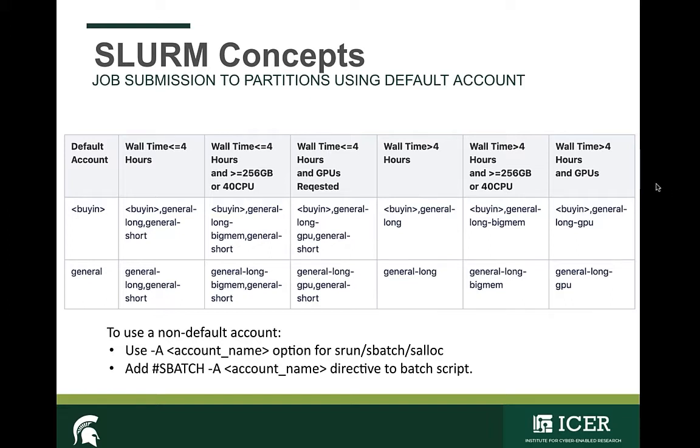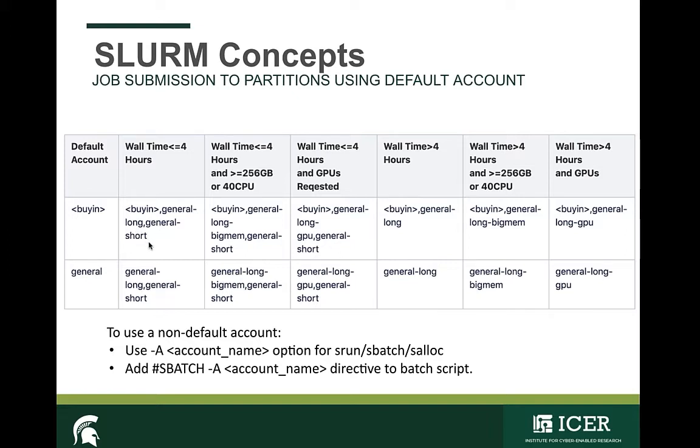For example, if your default account is a Buyin account, so for example, if I were submitting using my class 11 account and I have access to the Buyin partition class res, my job would be submitted to the following partitions. If my job requested less than or equal to 4 hours of wall time, then it would automatically get submitted to a general long partition or sub-partition, so either general long big mem or general long GPU, and a general short partition.